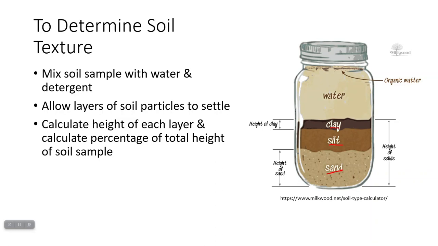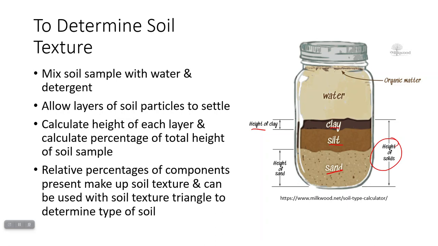And what you can do is calculate the height of each layer and then calculate what percentage of the total height of that soil sample. So in this case, the height of the solids, you would take the height of, say, the clay and divide it by the height of the solids and get a percentage of your soil sample that's made of clay. You do the same thing for the height of the silt layer and the height of the sand layer. Then you use something called a soil texture triangle, and you use that to determine what type of soil you have.